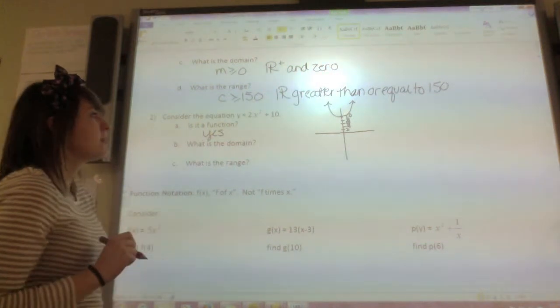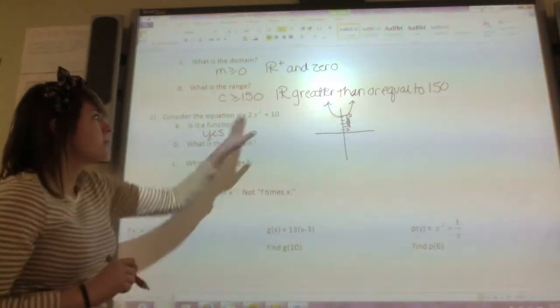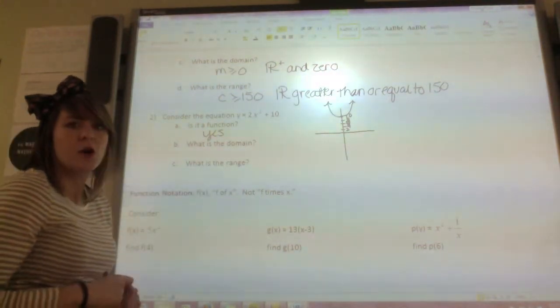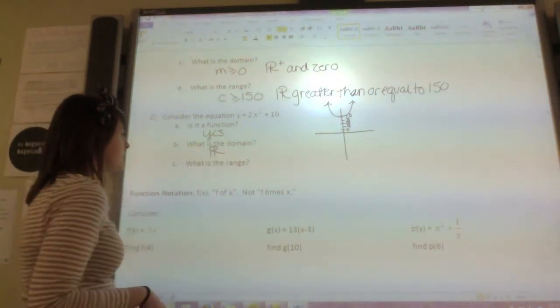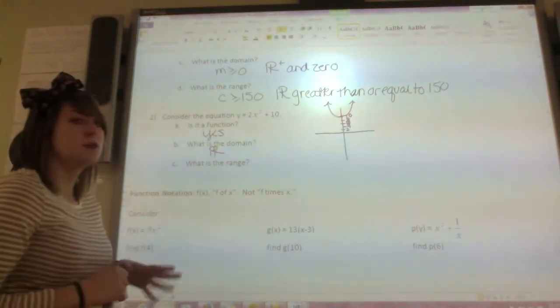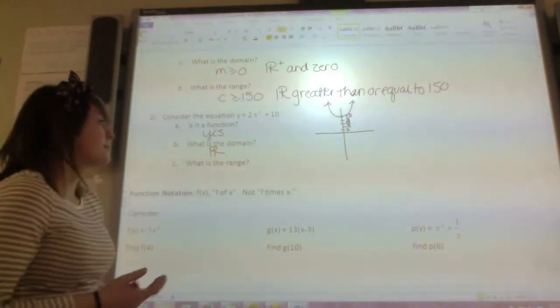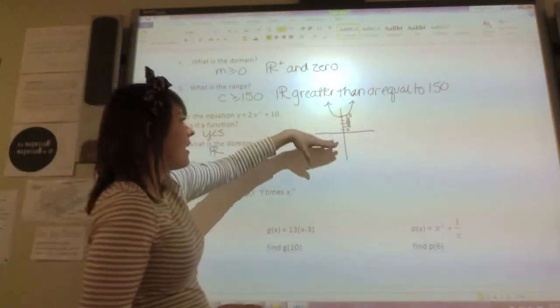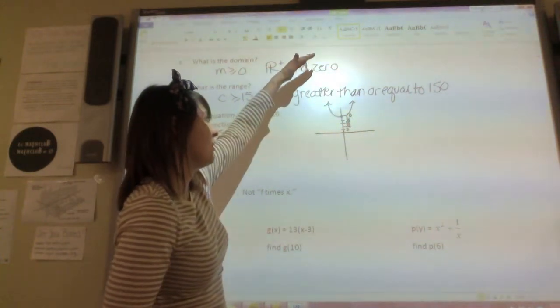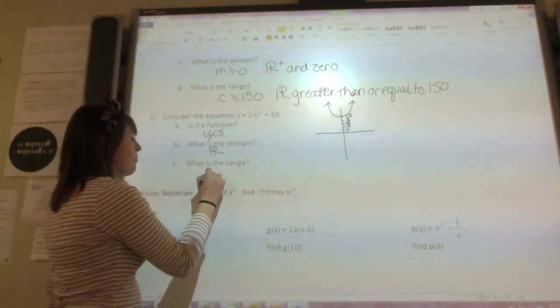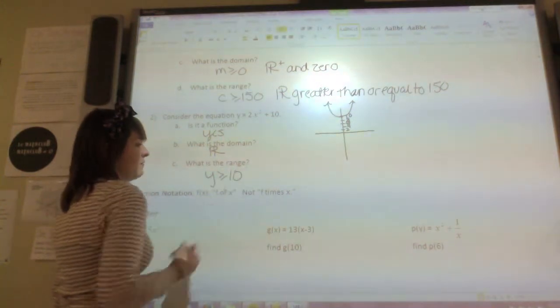Okay, what is the domain of this function? What types of values could you plug in for x? Hopefully you realize you could plug in anything for x, so I'm just going to say all real numbers. What is the range? So what types of things can you get out of this function? Well, looking at the graph here, I know that my y values are going to be 10 and everything above 10. So I can say y is greater than or equal to 10.